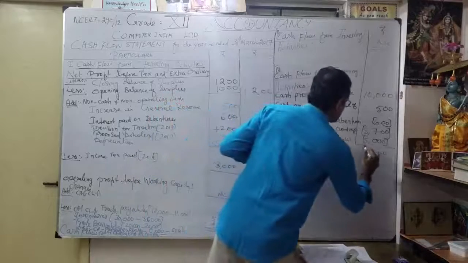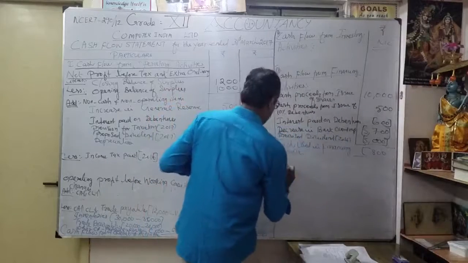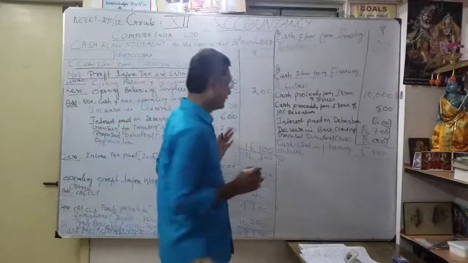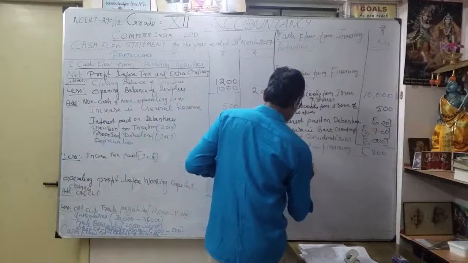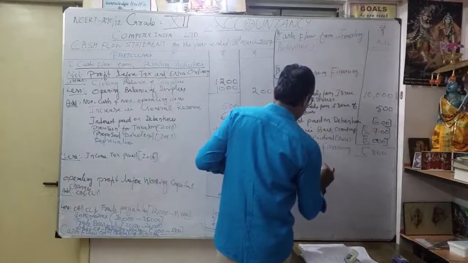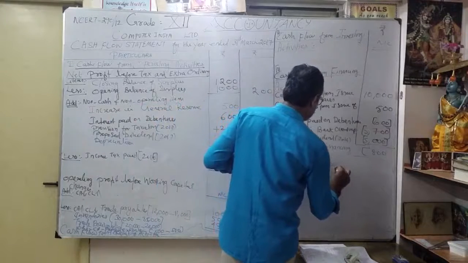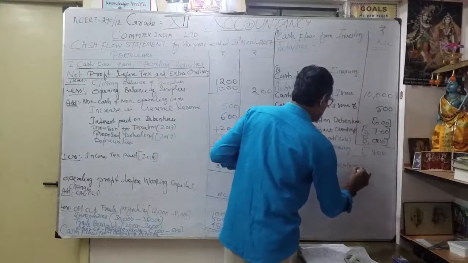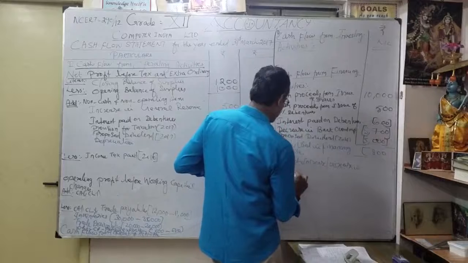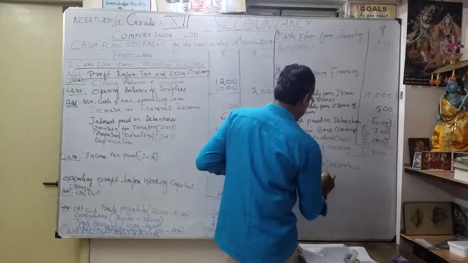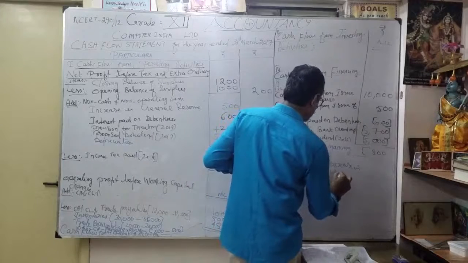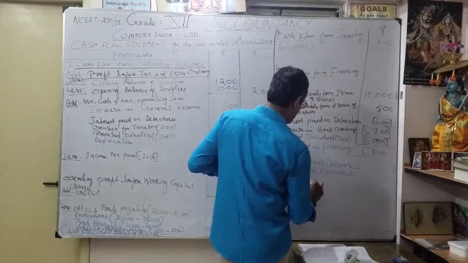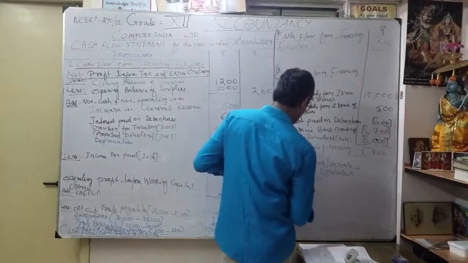Now go for the Roman letter 4. What? Net increase or decrease. Okay, so you write: net increase or decrease in cash and cash equivalents. How do you know? Roman letter 1 plus Roman letter 2, Roman letter 3. Okay. Now we will try the answer.